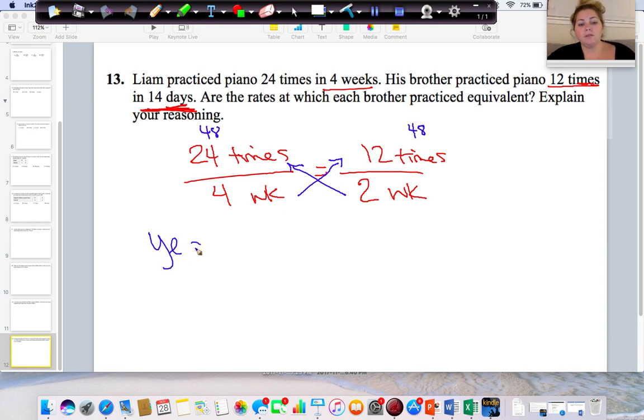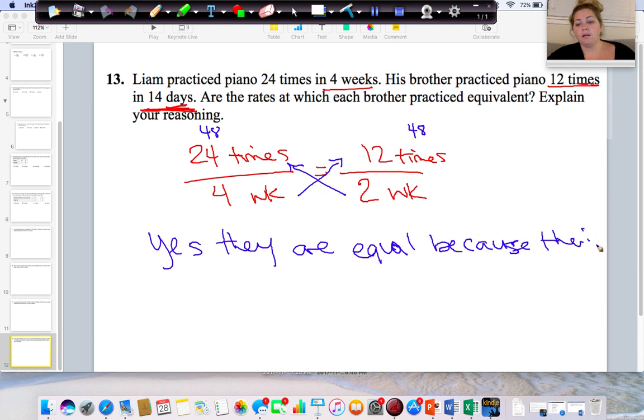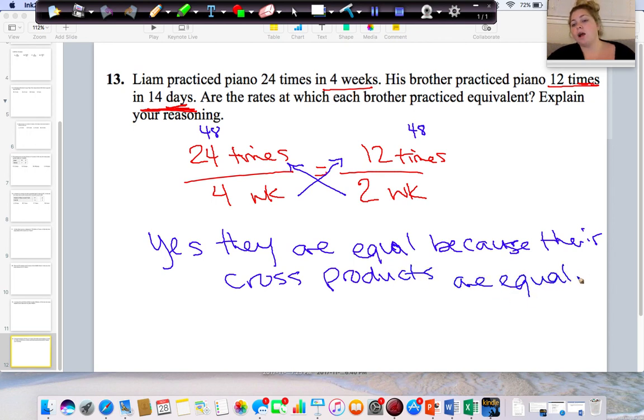So yes, they are equal because their cross products are equal. And when we cross multiply, that's what we call cross products. Products are the answers to a multiplication problem. So when we cross multiply, we call these cross products. Okay? So yes, they're equal because their cross products are equal.